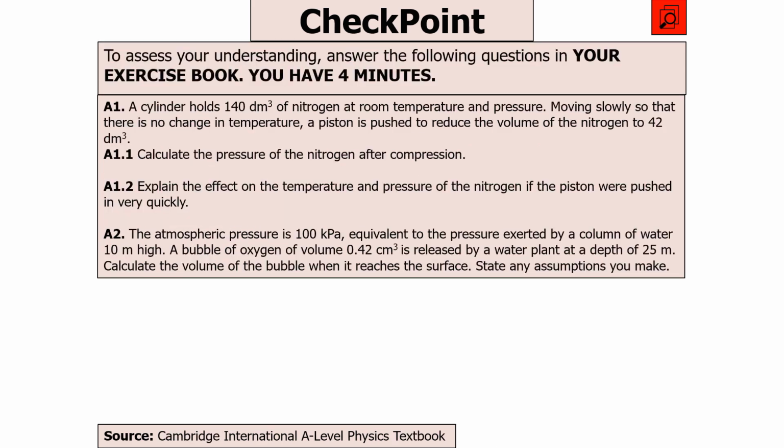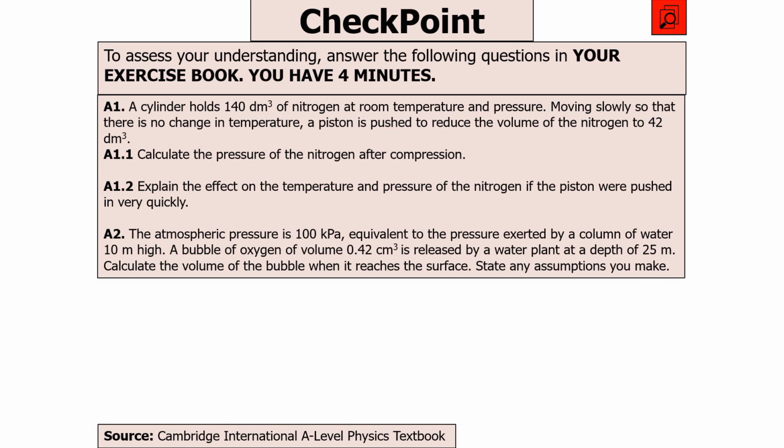The next question says, a cylinder holds 140 decimeters cubed of nitrogen at room temperature and pressure. Moving slowly so that there is no change in temperature, a piston is pushed to reduce the volume of nitrogen to 42 decimeters cubed. Calculate the pressure of the nitrogen after compression. Explain the effect on the temperature and pressure of the nitrogen if the piston was pushed in very quickly.